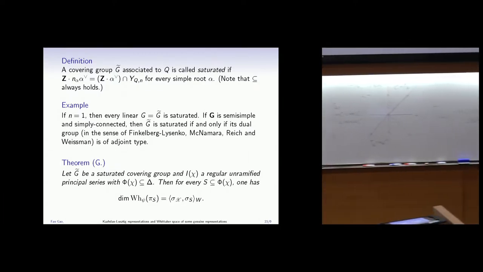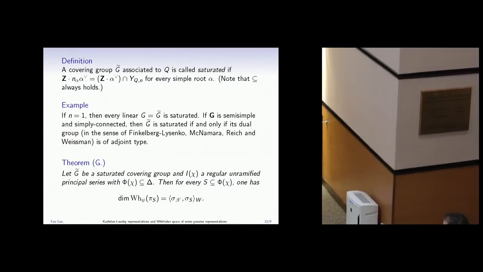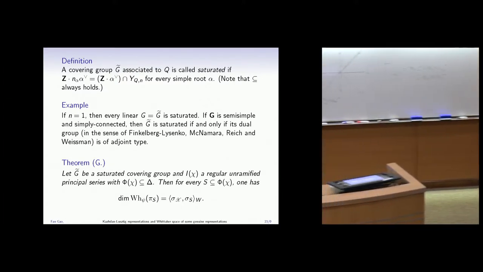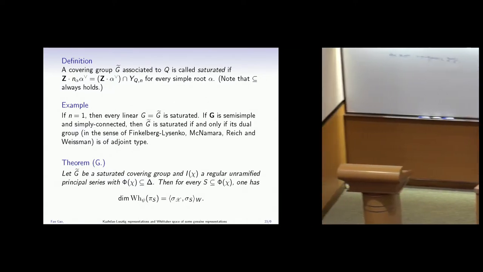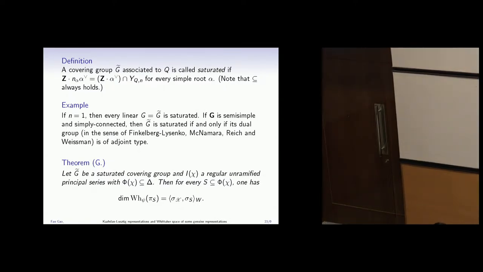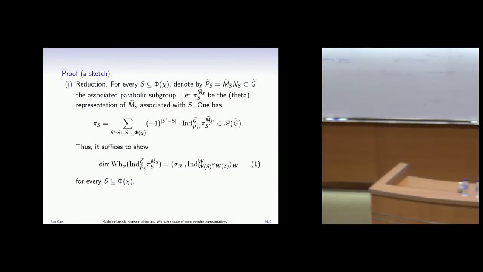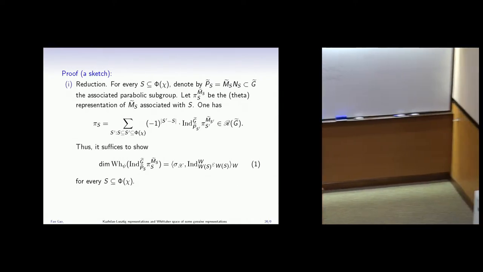So now here's the theorem. The theorem says, if you want to compute the dimension of Whittaker functionals of an arbitrary constituent of your regular ramified principal series, it is actually given by this pairing of the two Weyl group representations. The left one is this universal permutation representation. The right one is this Kazhdan-Lusztig representation. Let me just give a very sketchy proof here, just three steps. After that, we might look at some examples.